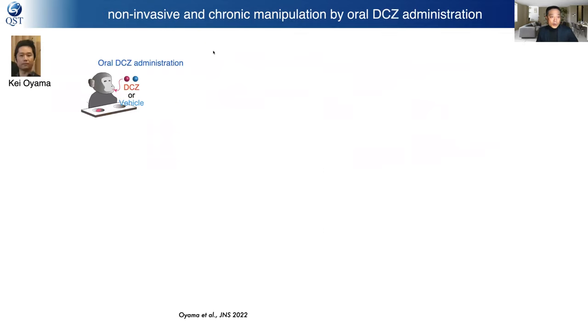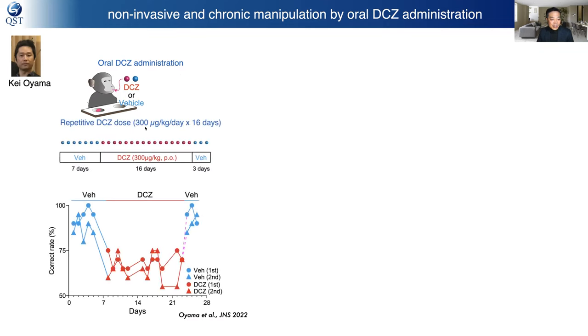We also use DCZ by oral administration as a route. K. Oyama performed oral administration for his experiment. He gave food containing DCZ, about three times higher dose compared to IM injection, 2 hours before the experiment started. In one experiment, he used macaque monkeys expressing HM4Di in bilateral DLPFC and tested the monkeys with the working memory task again.